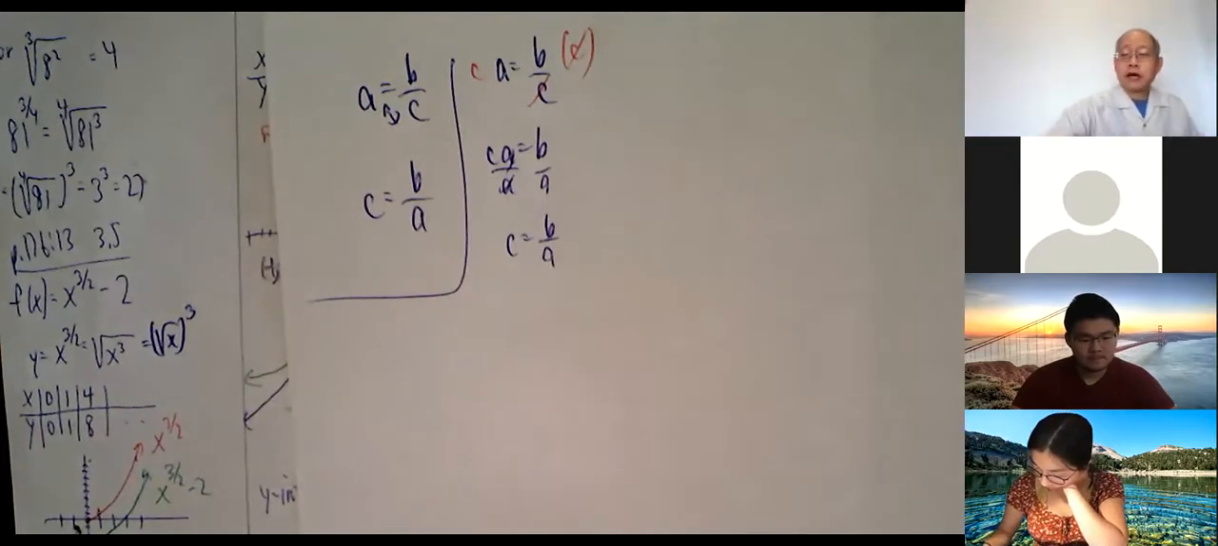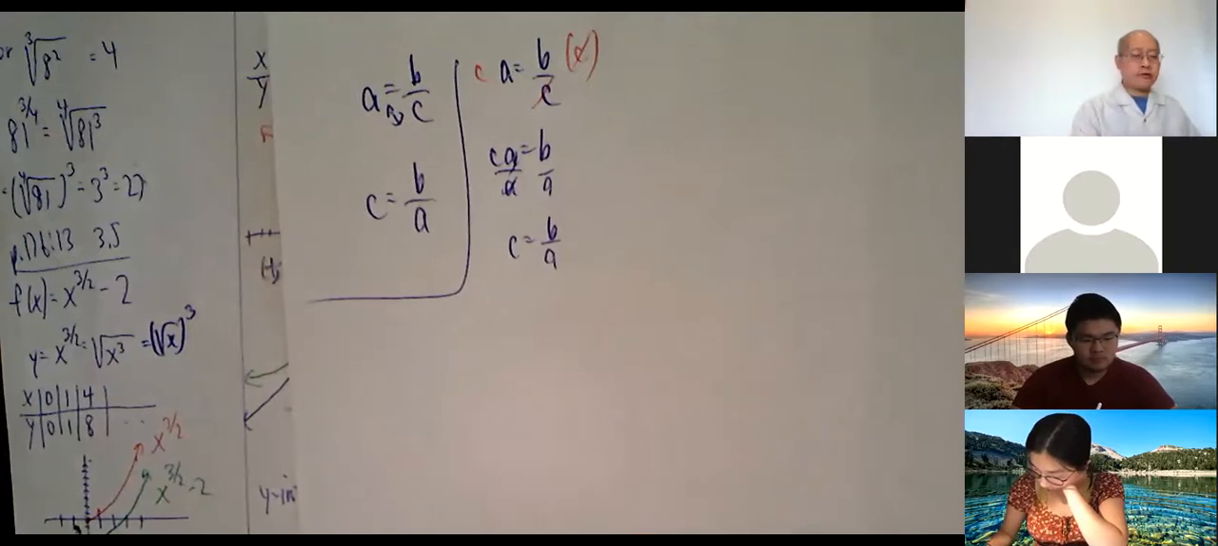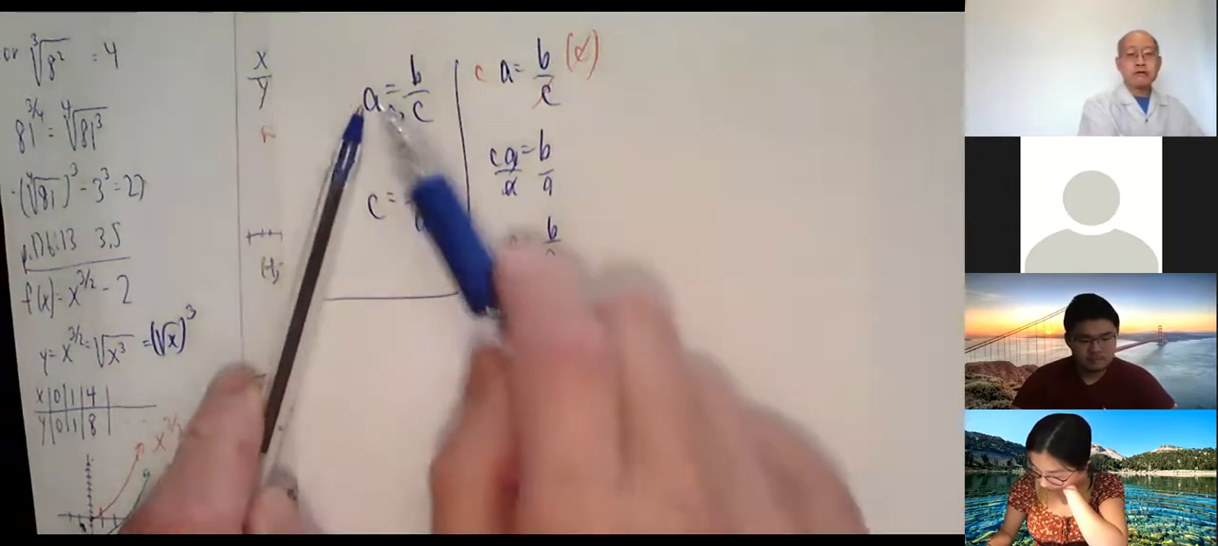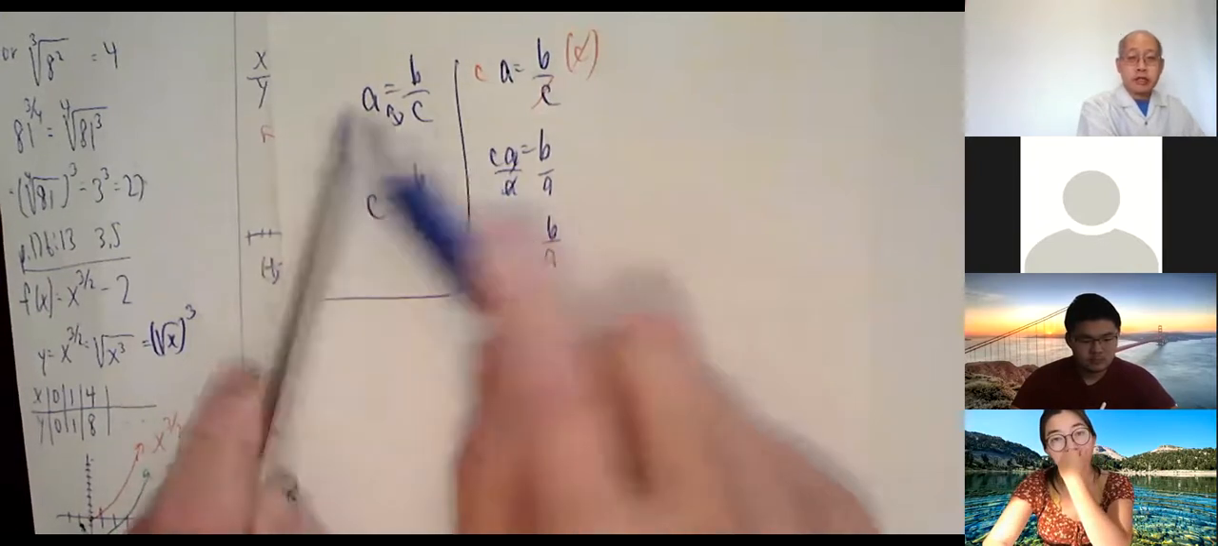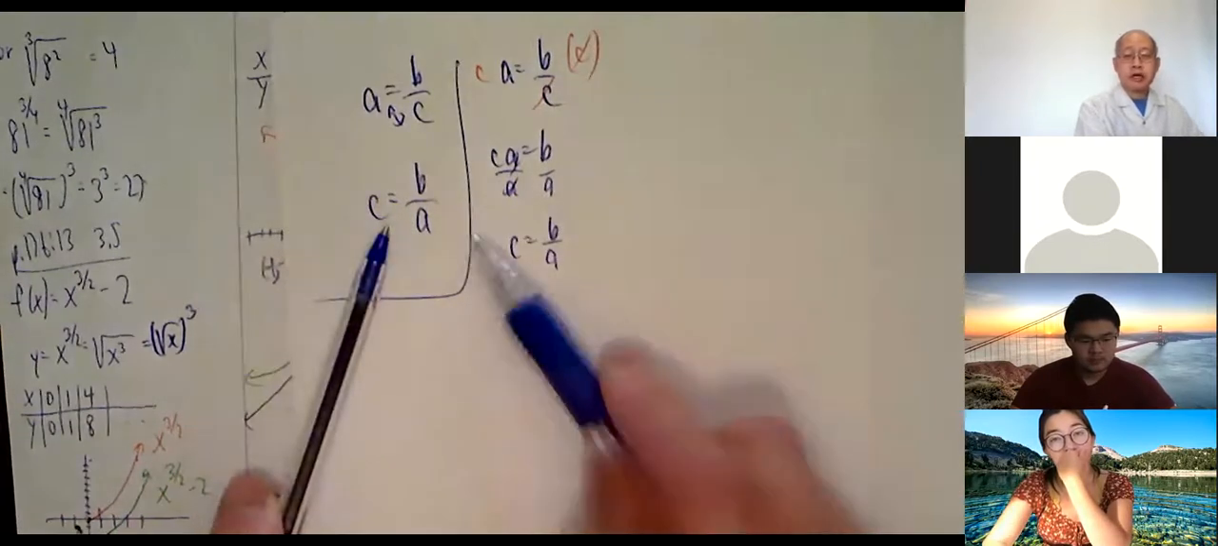So I'll let you do that from now on. If you've heard of it before, great. If you've never heard of it, well, you learn something new. So anytime you see something like this, a number equals a fraction, you're allowed to just swap these two. C equals B over A.